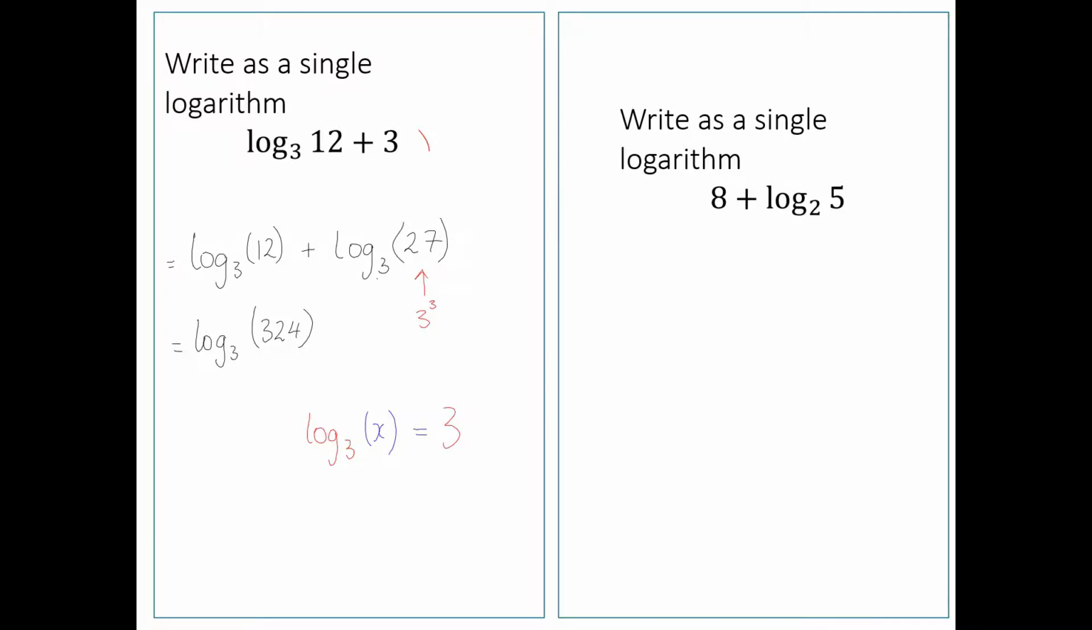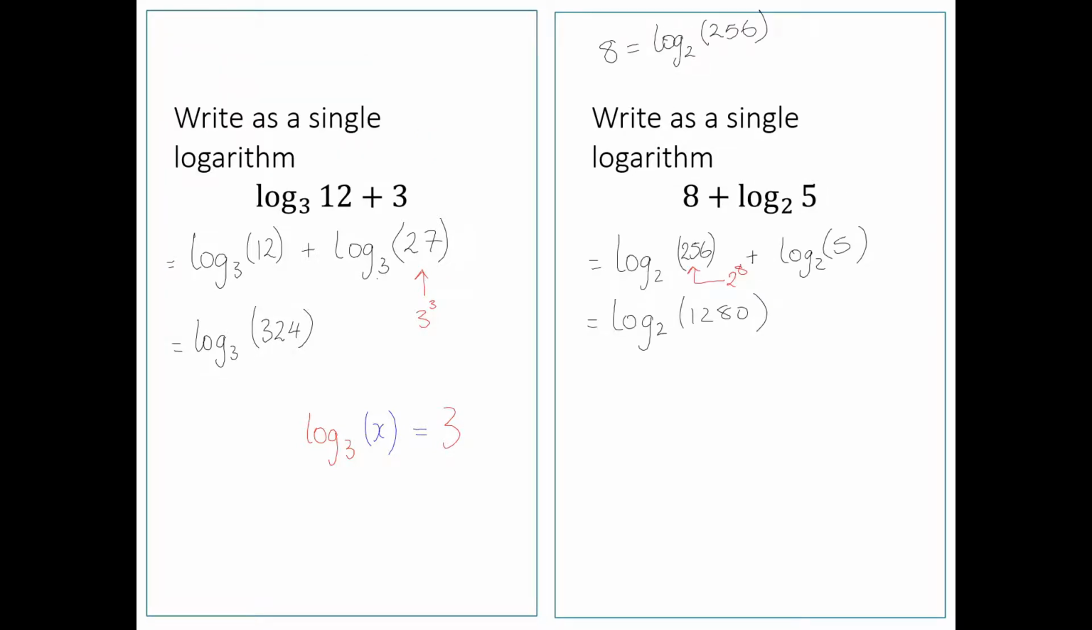Have a think about this one. What could it be? Yes. We need to put in 256 there. So log to the base 2 of 256 equals 8. 2 to the power 8 goes in there. So it's just this base to the power of this. And then we can use our multiplication law.